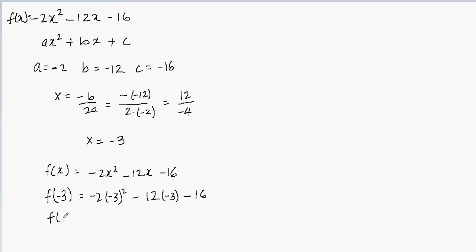Now again, f of negative 3 is equal to negative 2. According to the rule of PEMDAS, the order of operations, what we have to do is solve the parentheses and exponents first.